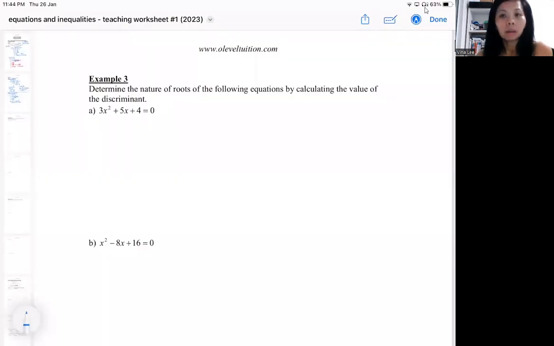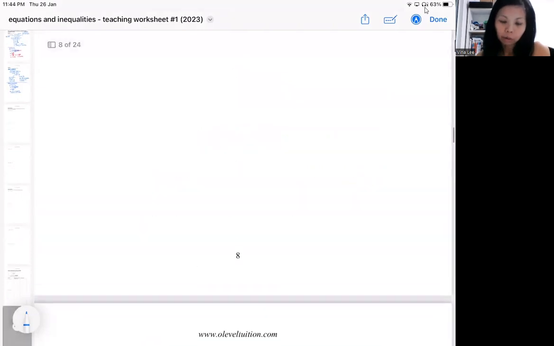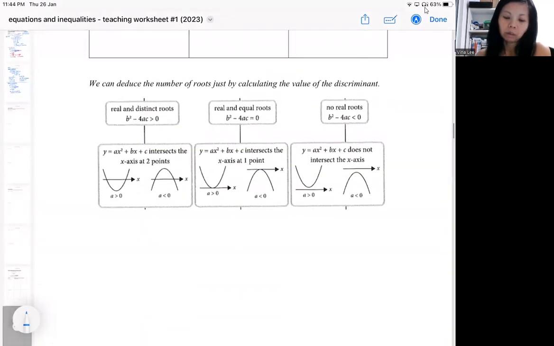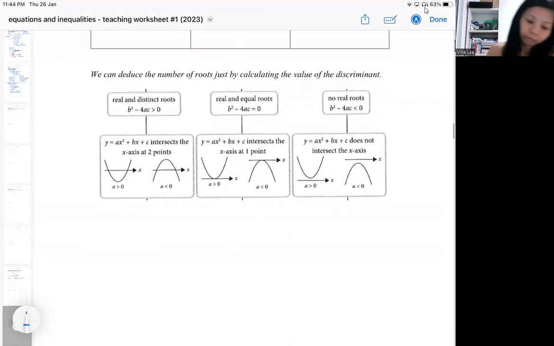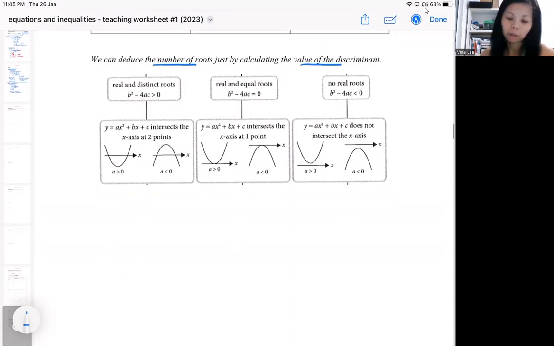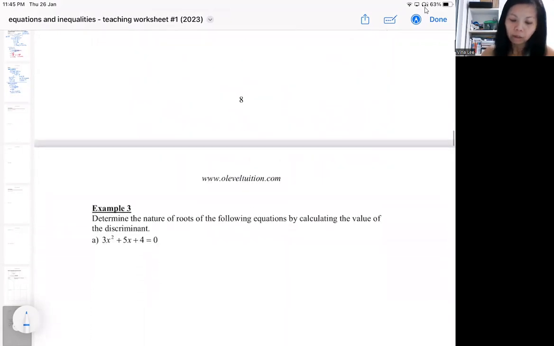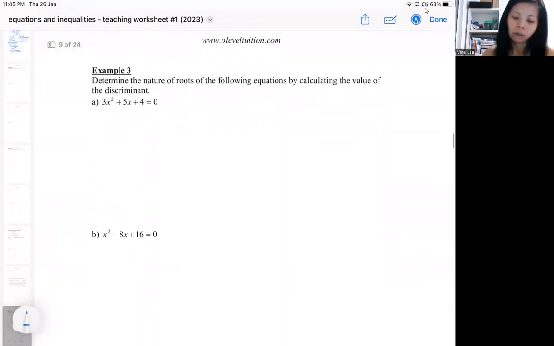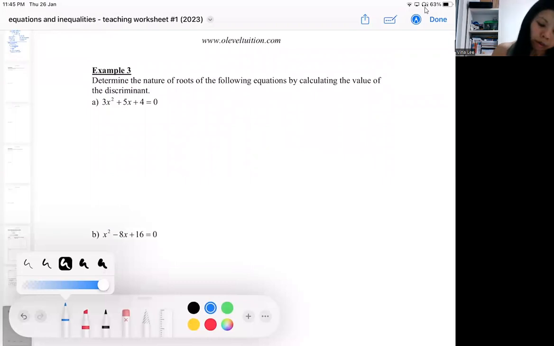Okay, so as mentioned in the previous video, we can deduce the number of roots by calculating the value of the discriminant, or the other way around. We can use the number of roots to decide the discriminant, or use the discriminant to decide the number of roots. So both ways are possible. Based on the summary, in this example, we are going to determine the nature of roots by calculating the value of the discriminant. So let's recap.